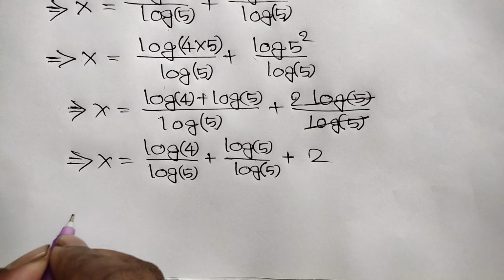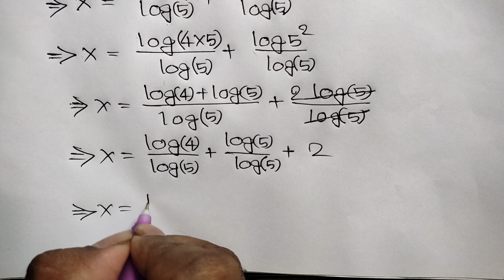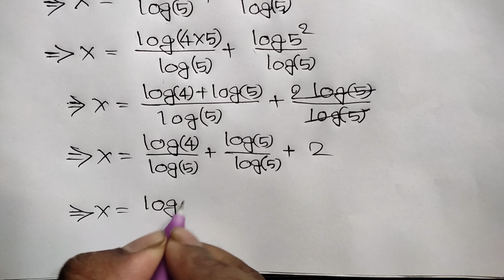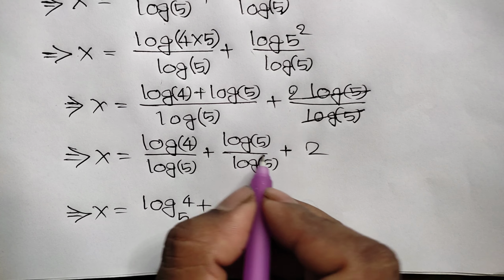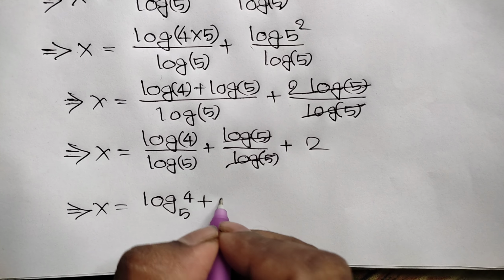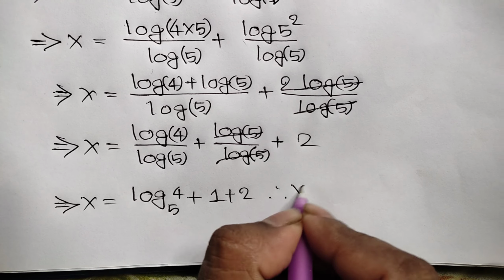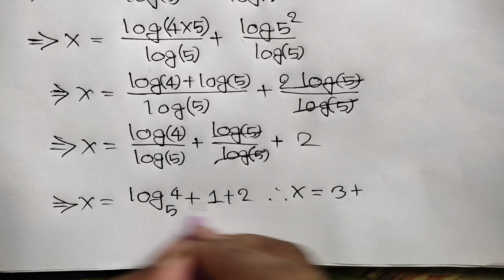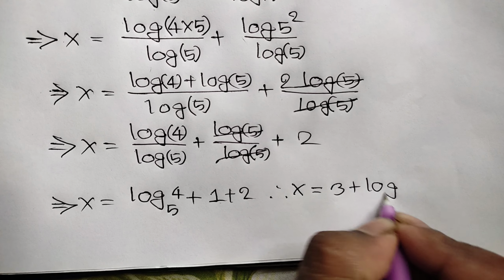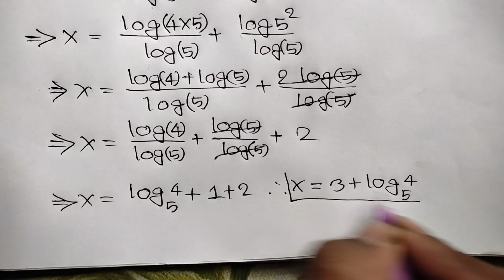Now x is equal to, using a logarithm formula, we can write here log of 4 base 5, plus this cancels this, so here we will get 1 plus 2. So finally we will get the value of x is equal to 1 plus 2, which is 3, plus log of 4 base 5, and it is our final answer.